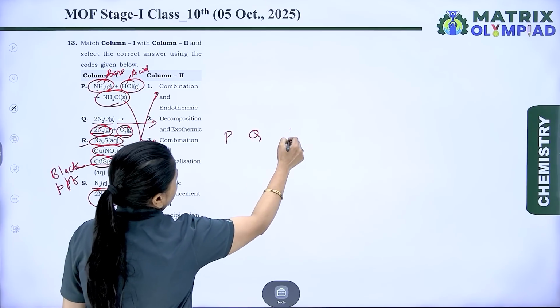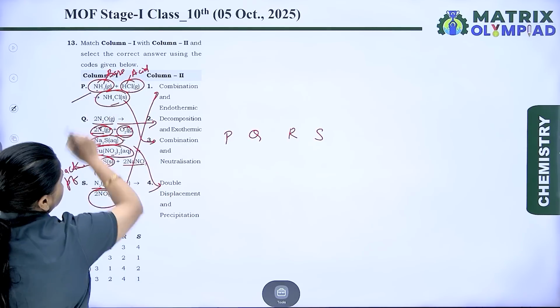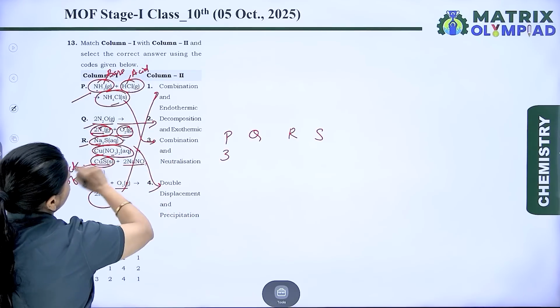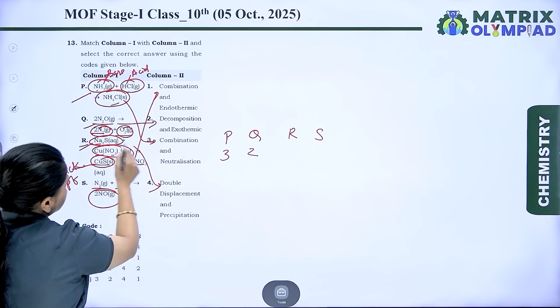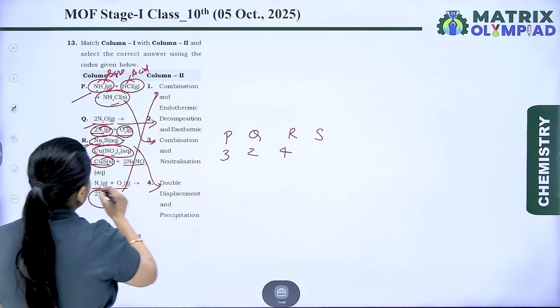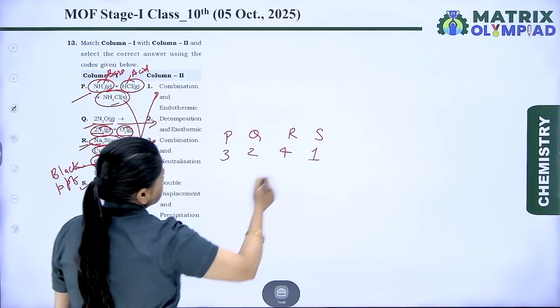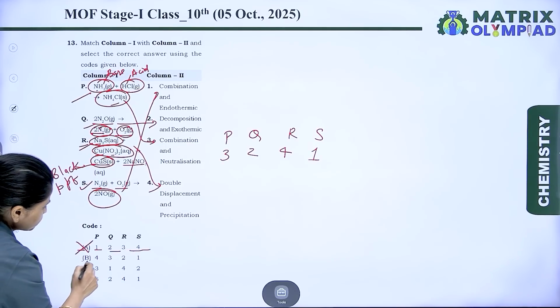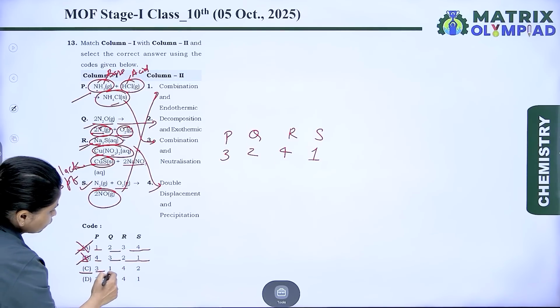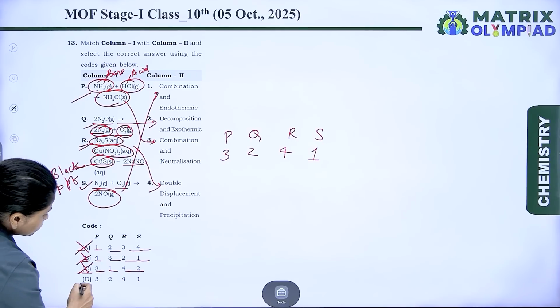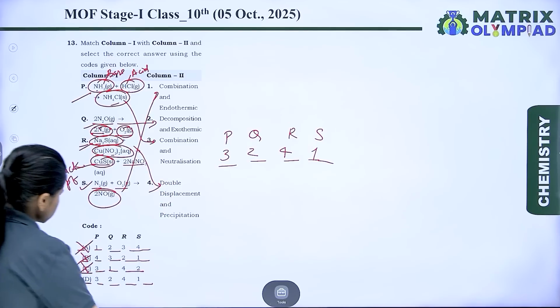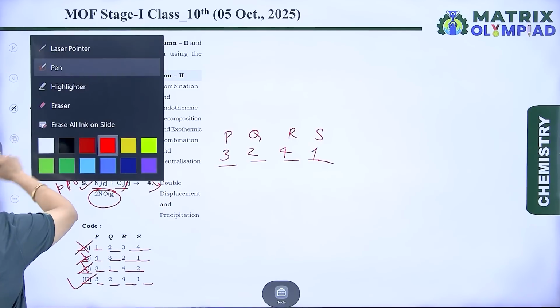P, Q, R and S. For P, we see that it is 3. For Q, it is 2. For R, it is 4. And for S, it is 1. Let's check the options. A, 1, 2, 3, 4, it is wrong. B, 4, 3, 2, 1, it is also wrong. C, 3, 1, 4, 2, it is also wrong. D, 3, 2, 4, 1, it is the correct answer. Take the next question.